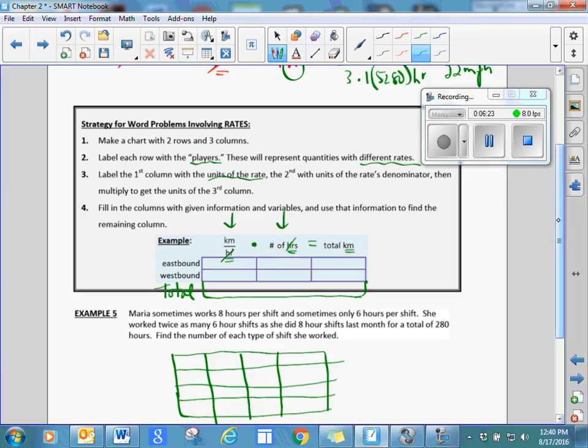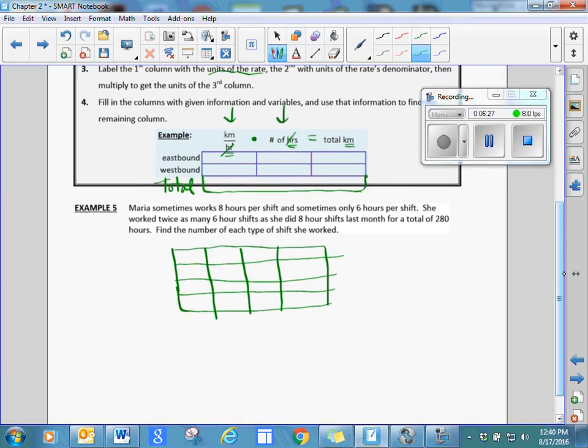So let's look at an example. I think it'll be easier to see in this example. So you've got Maria. She's working two different kinds of shifts. Sometimes she'll work an 8-hour shift, and sometimes she'll work a 6-hour shift. So those are our two players, two different shifts. It gives us a relationship. It says she worked twice as many 6-hour shifts as she did 8-hour shifts for a total of 280 hours. That's important. We're going to use that as well.